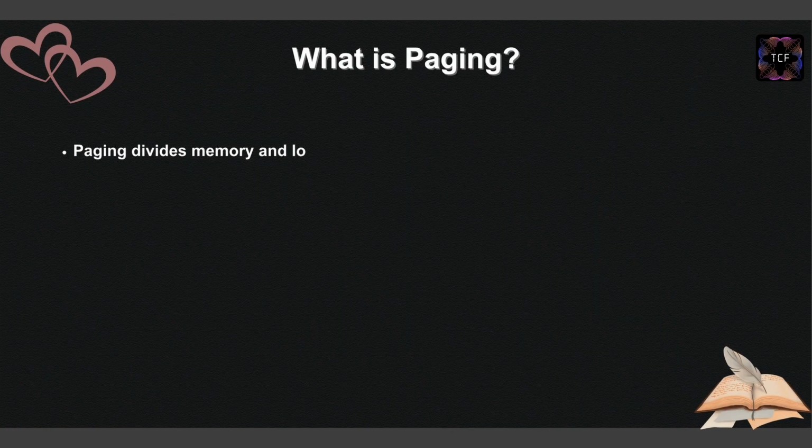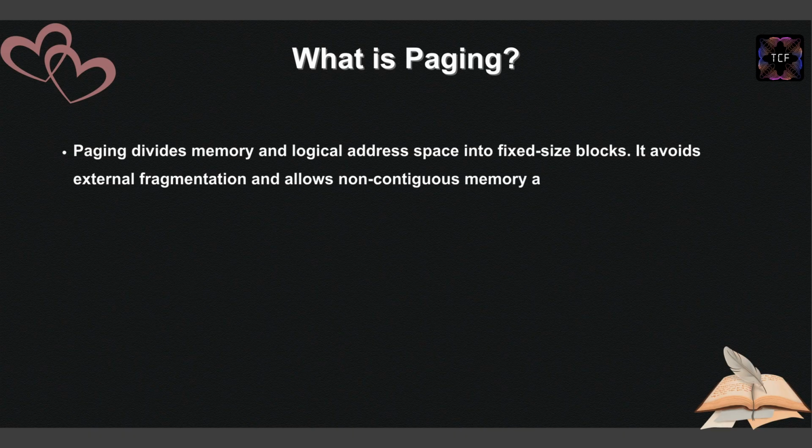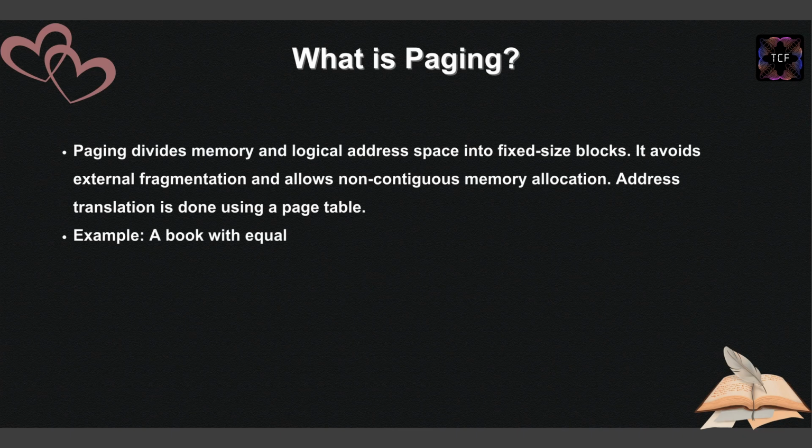What is paging? Paging divides memory and logical address space into fixed size blocks. It avoids external fragmentation and allows non-contiguous memory allocation. Address translation is done using a page table. Example: a book with equal sized chapters, even if some are mostly blank.